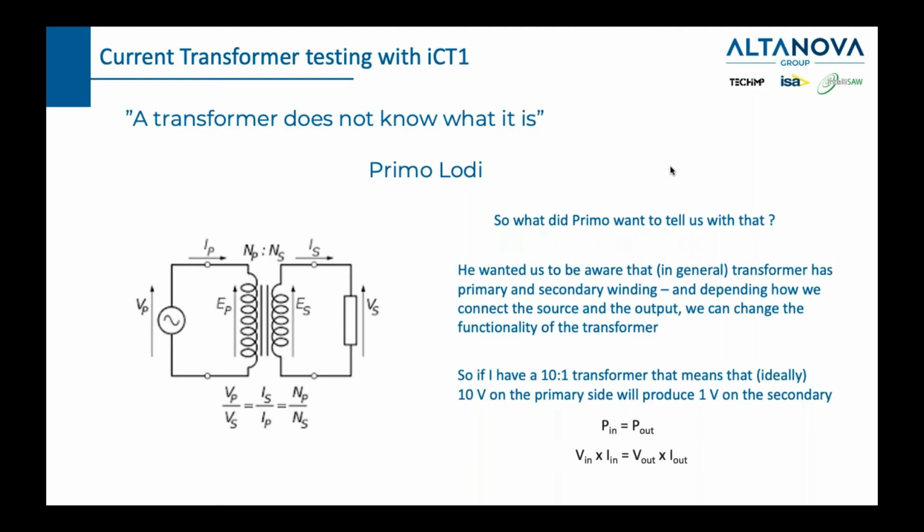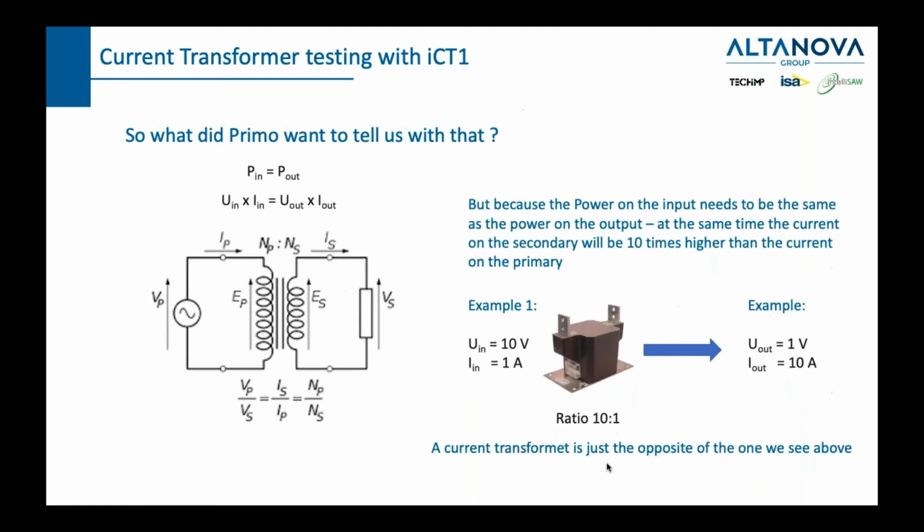Let's take an example. If we have a 10-to-1 transformer, that means that ideally 10 volts on the primary side will produce 1 volt on the secondary side. Here I'm talking about voltage, 10 volts on the primary, 1 volt on the secondary. We need to keep in mind that the power on the input is, in ideal case, equal to the power on the output, which means that if I lower my voltage from 10 to 1, I will increase the current. Let us see a little bit more in detail how that works.